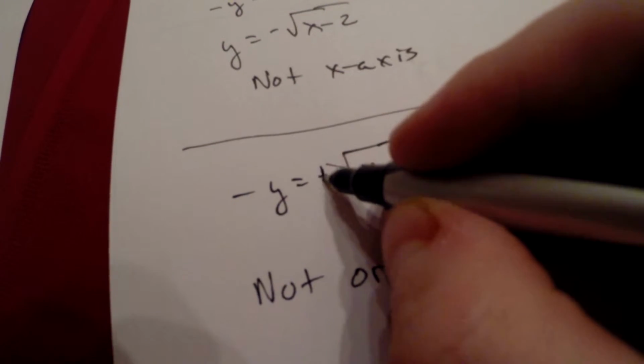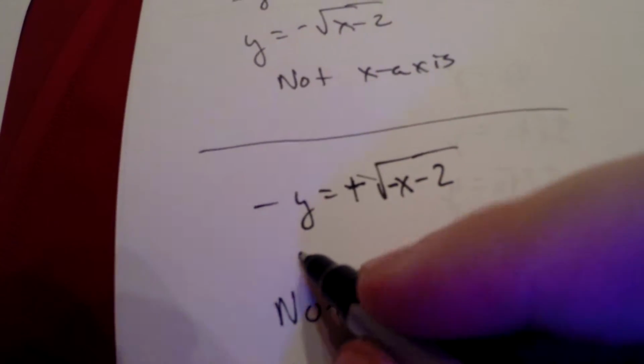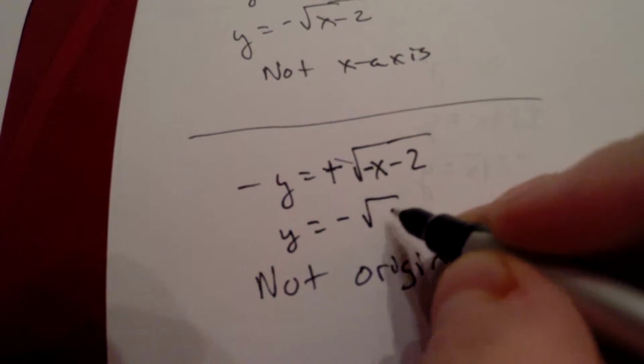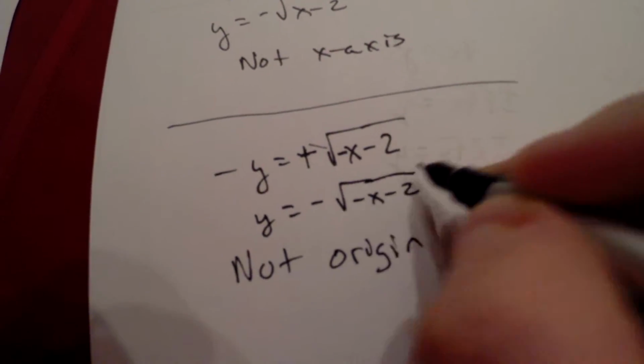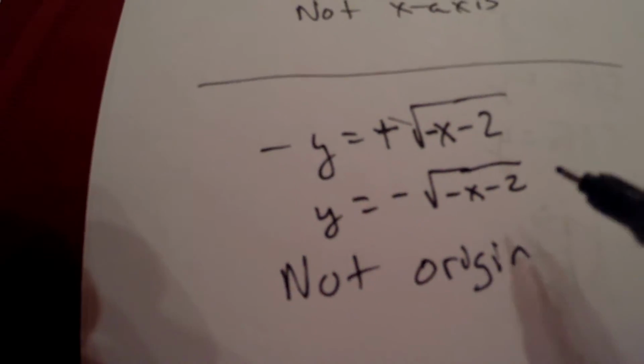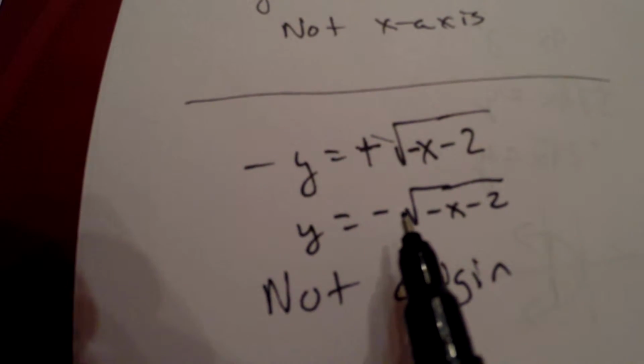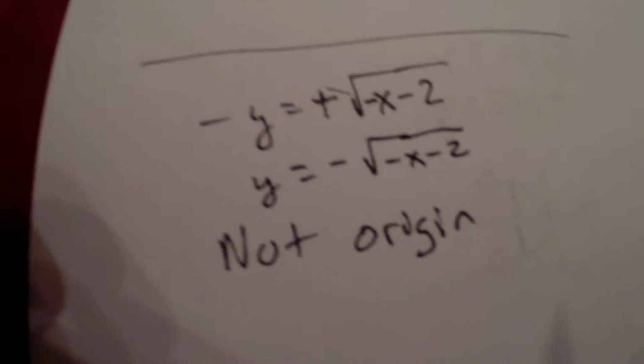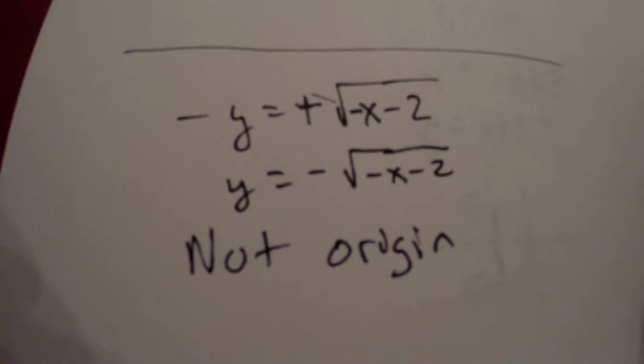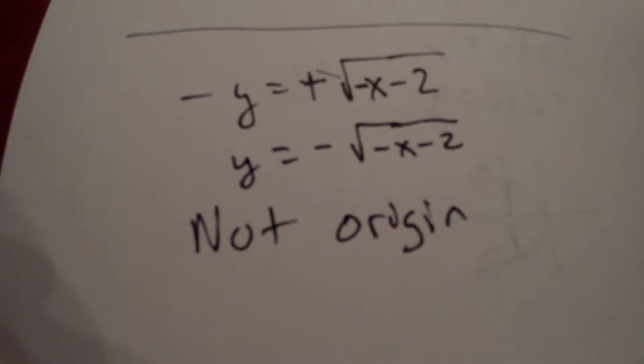Let me tell you right. This is positive. So when I multiply through by negative 1, I'm actually going to get y equals negative. Sorry about that, guys. It's going to get this. So it's not actually the same thing as above, because it was positive here, and now it's negative. But still, independent of that, it's not going to be the same equation. And because it's not the same equation, we're not going to say it's symmetric with the origin.